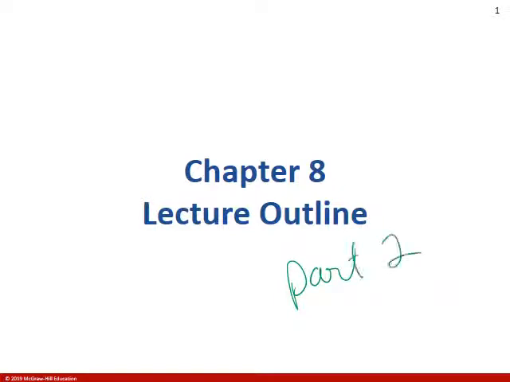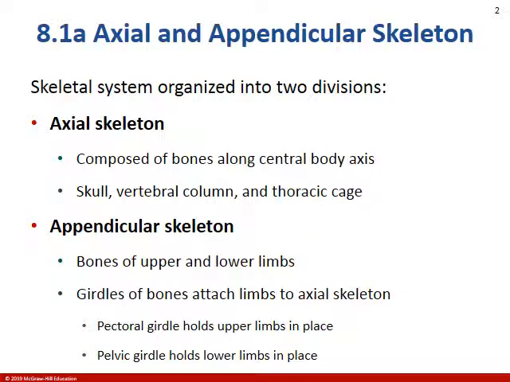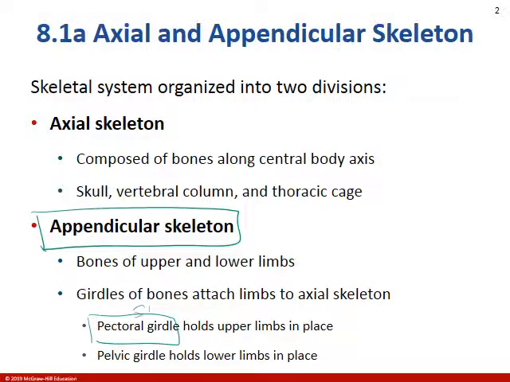We're going to look at the appendicular skeleton, so the upper and lower limbs. Just to cover again, we're going to talk about the appendicular skeleton, the pectoral girdle, if you want to think of shoulder, and then the upper limbs that hang off of the pectoral girdle. And then we're going to talk about the pelvic girdle, which would be the hip, and then the lower limbs that hang off of the pelvic girdle.